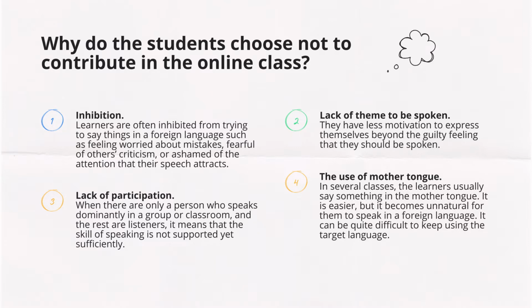Number 2, lack of theme to be spoken. Some learners have difficulties in thinking of anything to say, and they have less motivation to express themselves beyond the guilty feeling that they should speak.